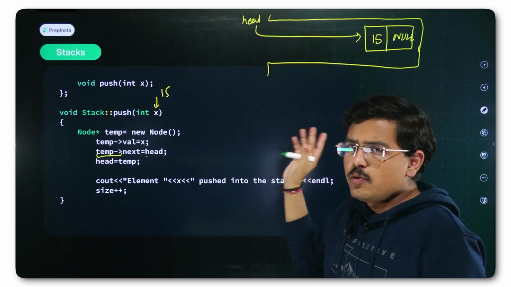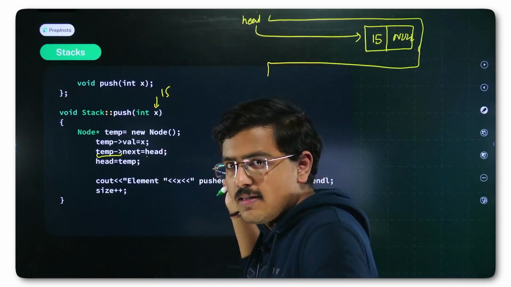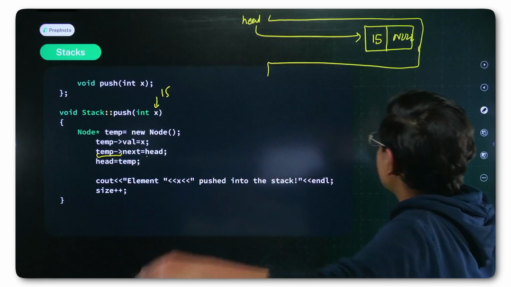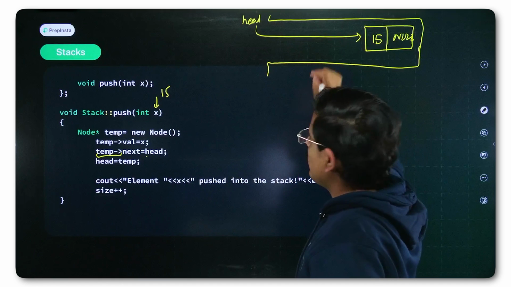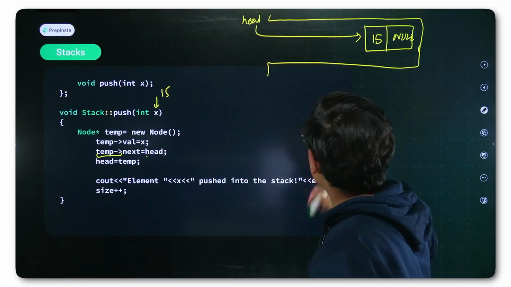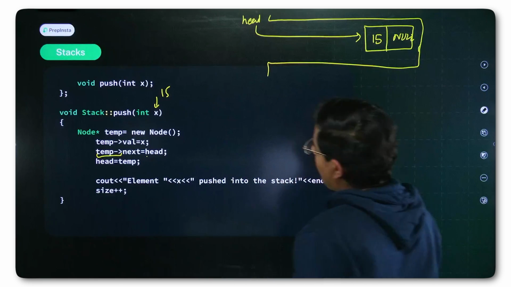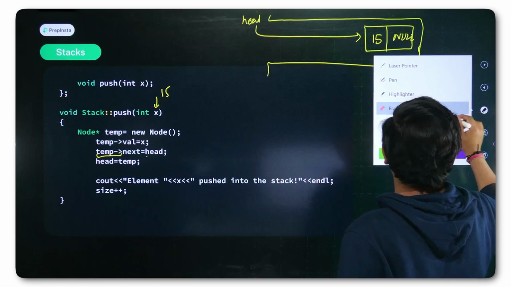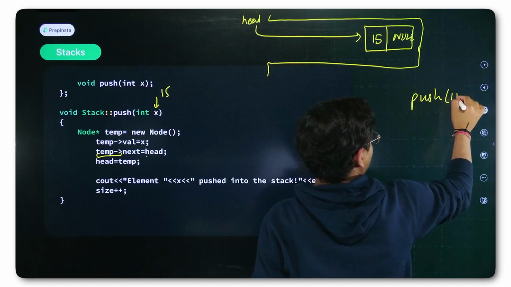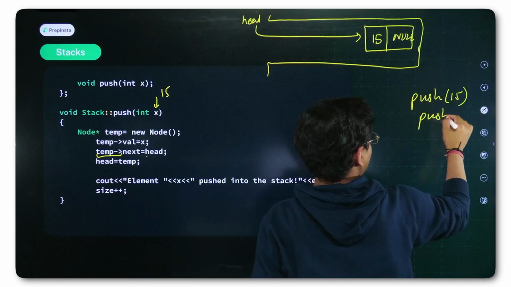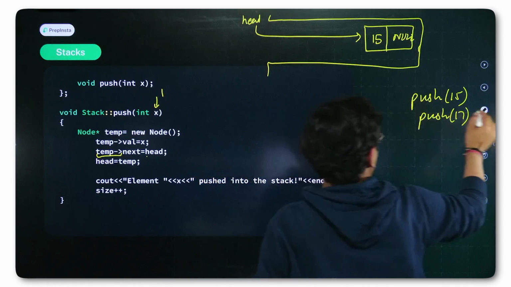You might be confused after what I just did. You will get better clarity when I add the second element, because now you will have something for reference. Head is pointing to this particular node, which is the only element in the stack. Now I try and push again. Say I first did push 15, now I'm doing push 17. What will happen now? 17 will come here.